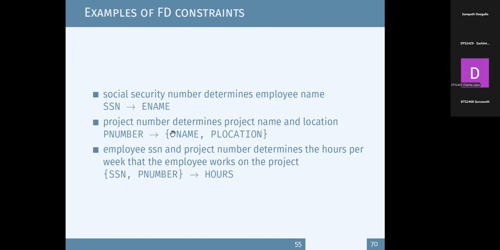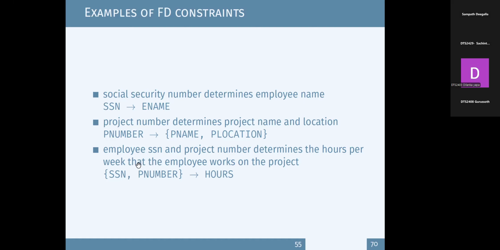So here are some examples. Social security numbers and employee names. It's like your registration number or identity card number and your name. Similarly, project number, project name and location. If you have a project number, using this you can determine both the project name and location. Every time you see the same project number in two different rows, you will see the same name and the same location. So project name and project location can be functionally determined by the project number.